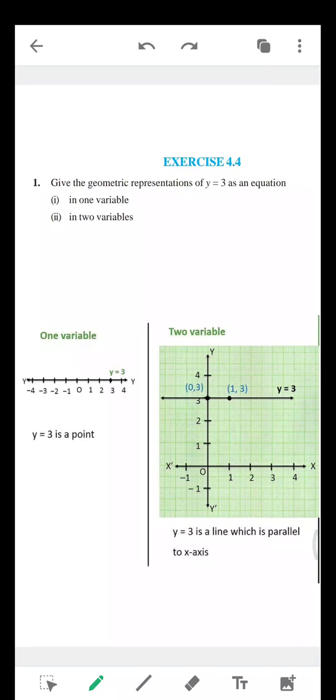In two variables, like we did just now, y is equal to 3 will be parallel to x axis. So in one variable it is just a single line and I put a point at y is equal to 3, that's all. And in two variables I will draw both the axes and follow that process. So y is equal to 3 will be parallel to x axis.